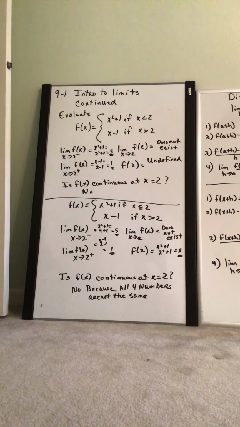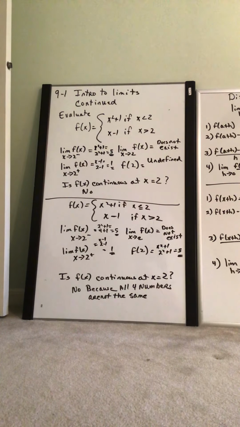So I have evaluate f of x, the general function, stating that it's x squared plus 1 if x is less than 2, and it's x minus 1 if x is greater than 2. And I just chose 2 as a number. Whatever number is chosen for x, though, has to be the same in both. So in one case, you wouldn't have x less than 2, and the other x greater than 3. So those numbers will be the same, and the limits will approach that given number.